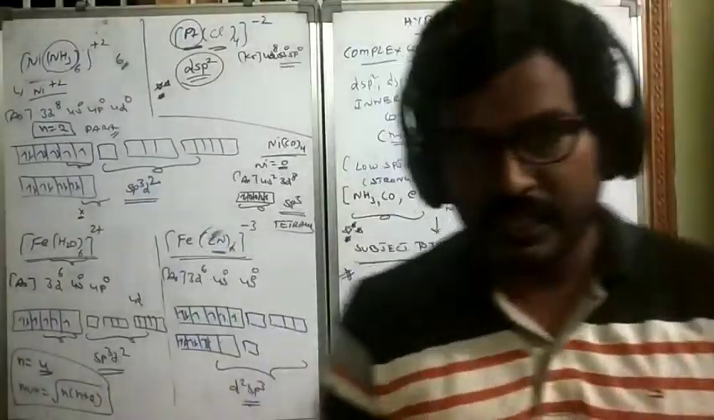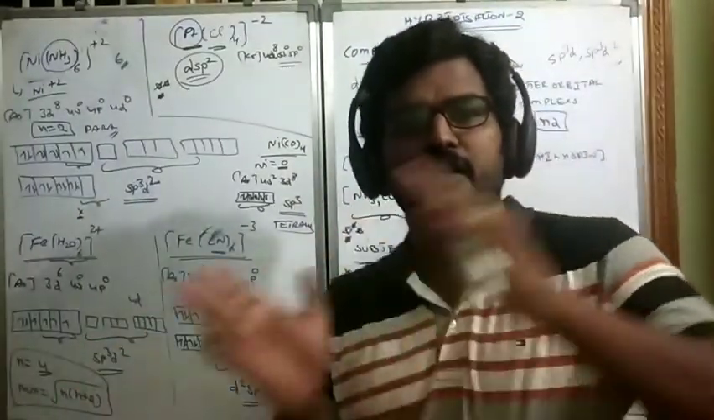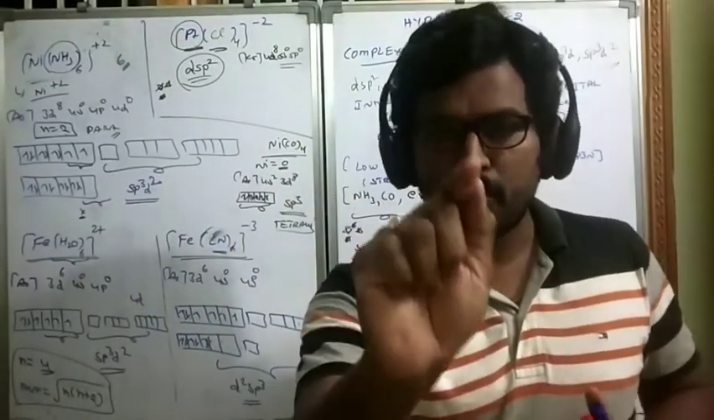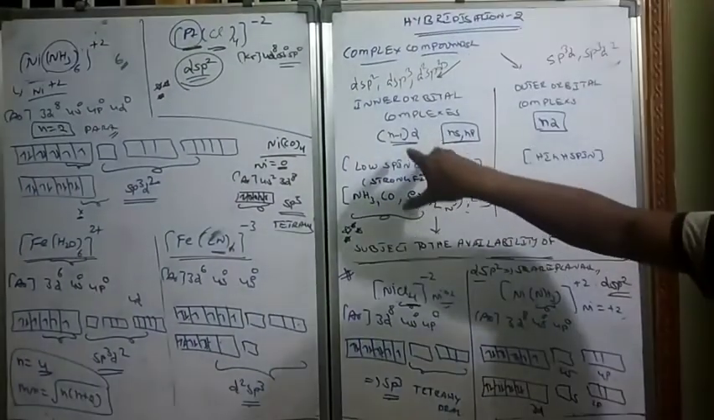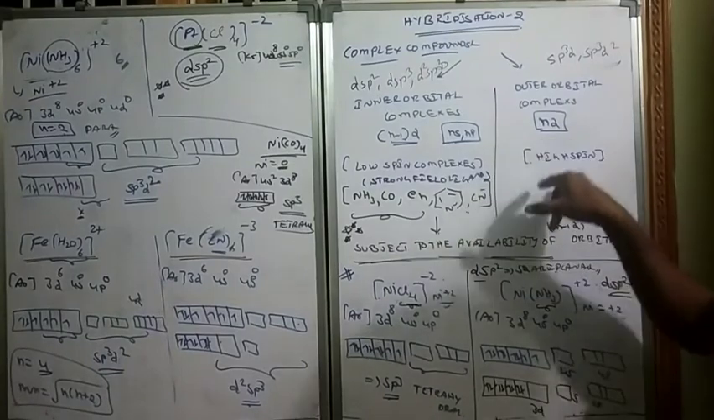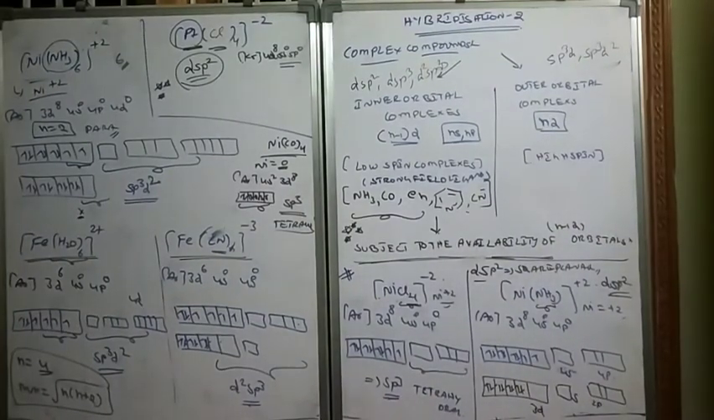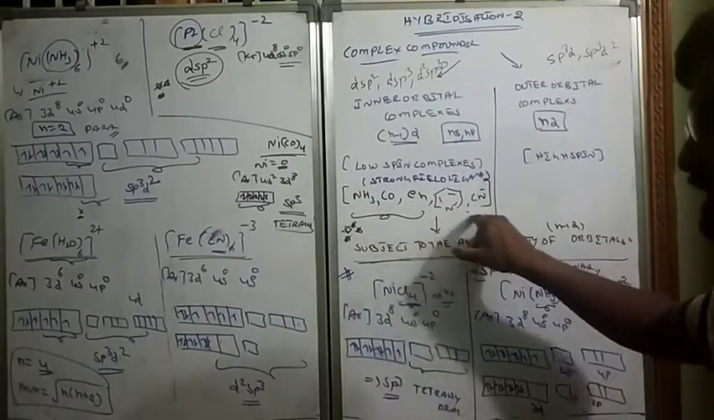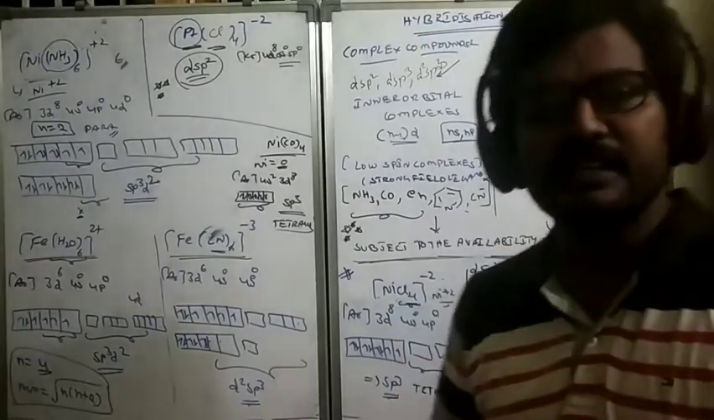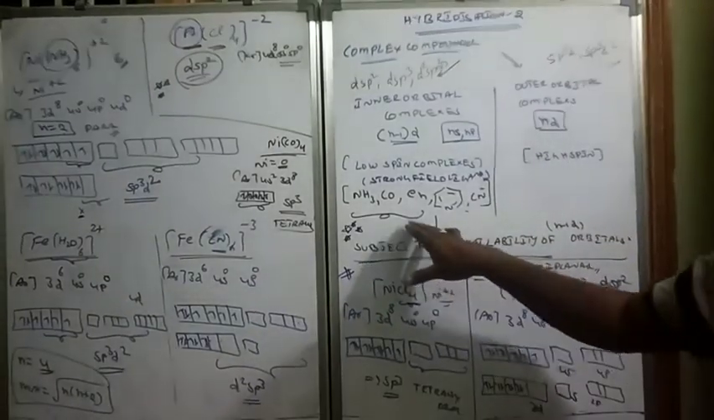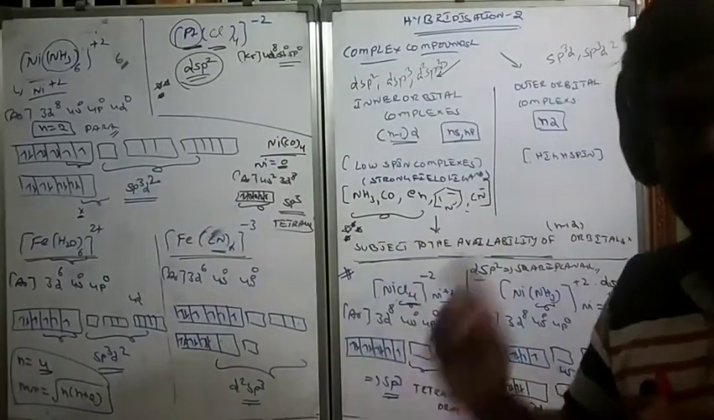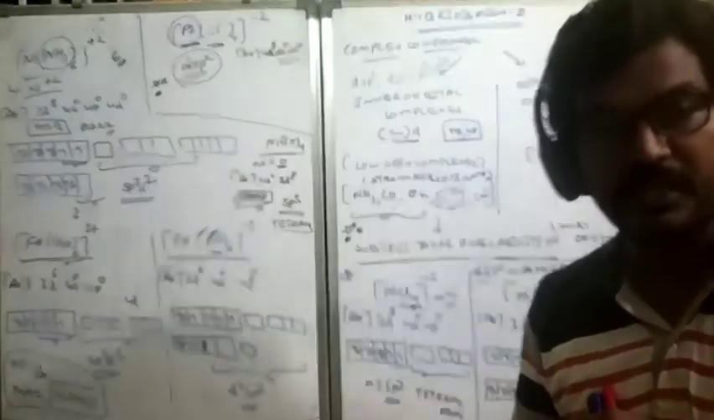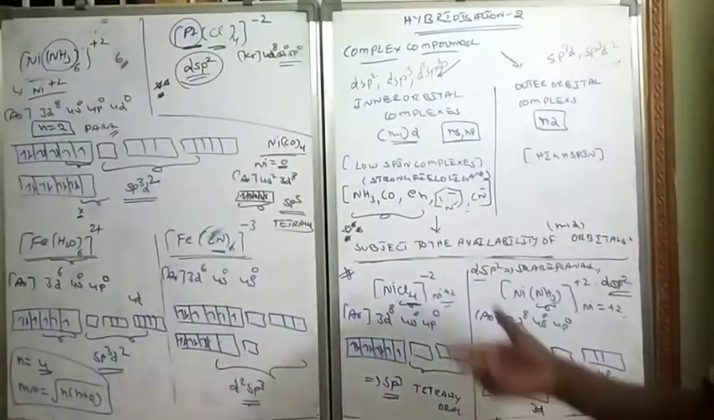Whether it is an inner orbital complex or outer orbital complex is completely dependent on whether the inner orbitals are available or not. Mostly strong field ligands like ammonia, carbon monoxide, ethylenediamine, pyridine, and cyanide will favor the inner orbital complexes, but not always. That is a very, very standard thing. So keep that in mind. Right. Take down this thing.